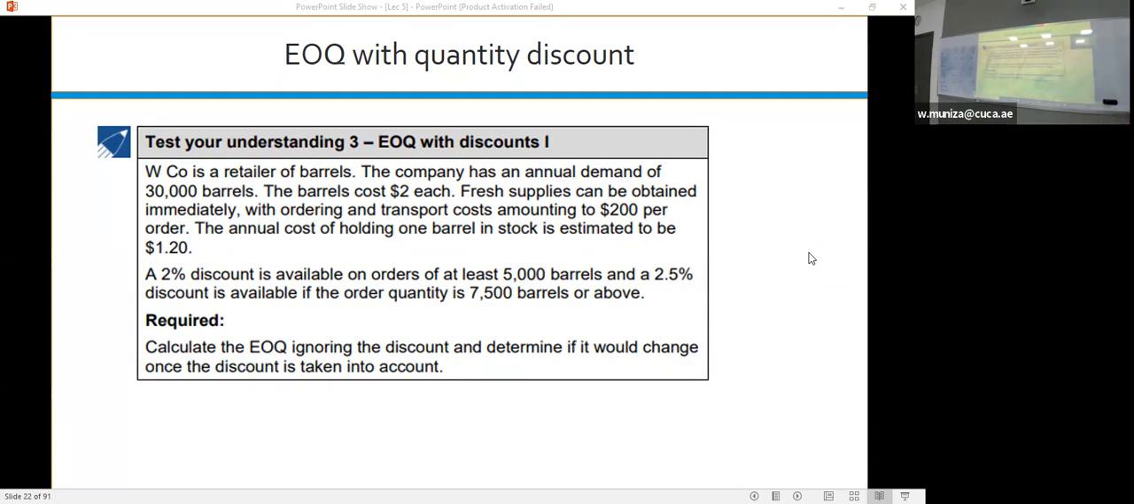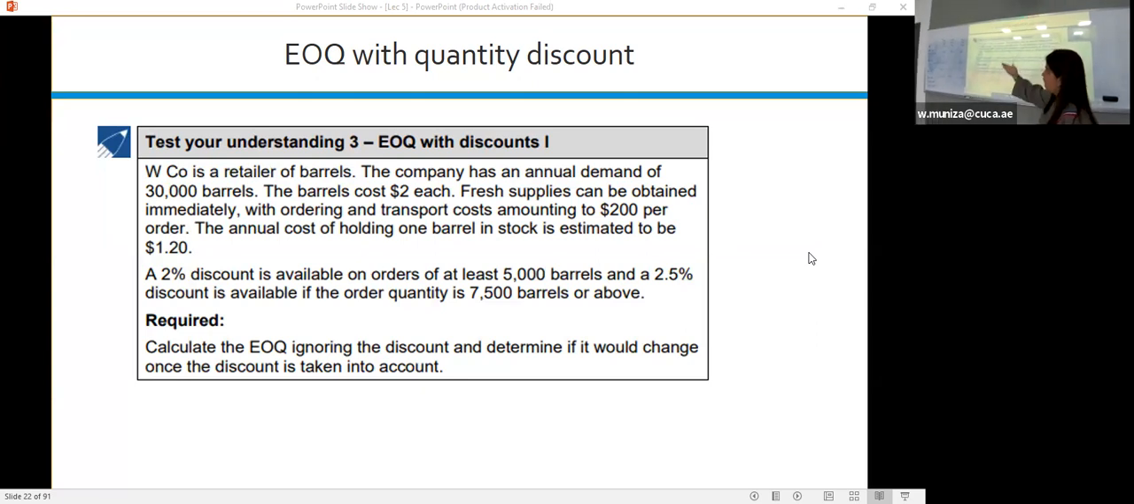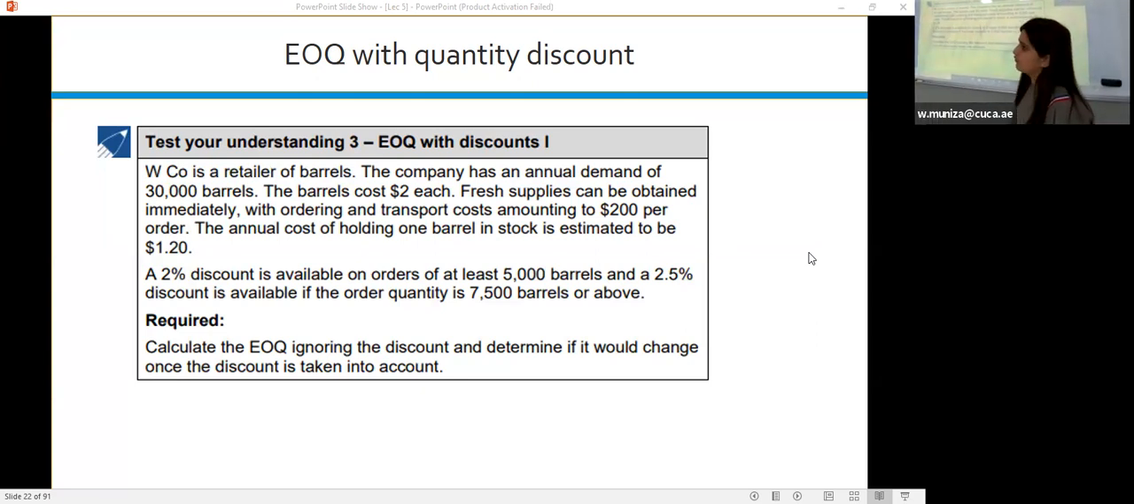It means that if we order 5,000 units, we are at the lowest cost. Yes, we are going to get the lowest cost. So instead of ordering 3,162, we should be going for 5,000 units. So in this case, we are not going to go for economic order quantity. We will be going for 5,000 units because there is a discount.